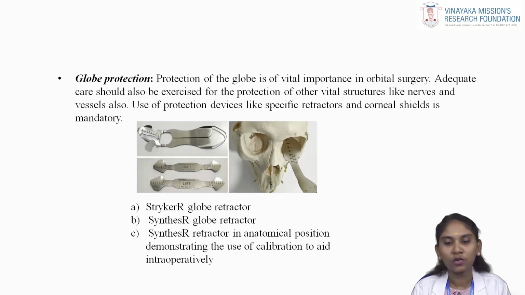Globe protection. So protection of the globe is of vital importance in orbital surgery. Adequate care should be taken for the protection of other vital structures like nerves and vessels also. There are protection devices like specific retractors and corneal shields. It is mandatory. So you see here the Stryker globe retractor and the Synthes globe retractor. Here the Synthes retractor is used in anatomical position, demonstrating the use of calibration to aid intraoperatively.